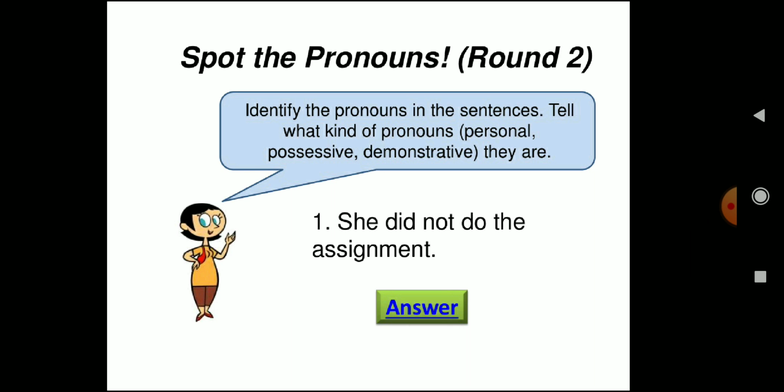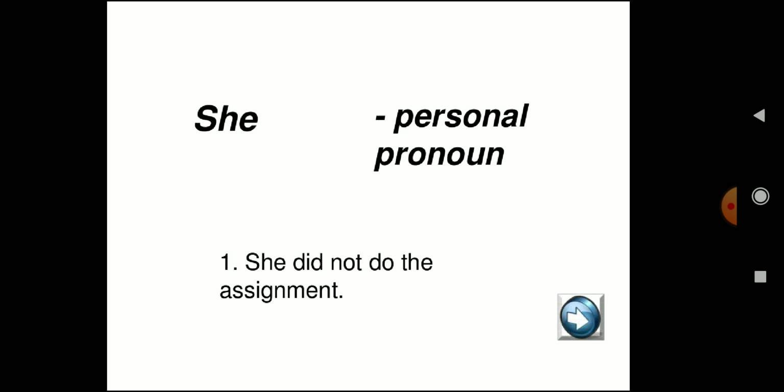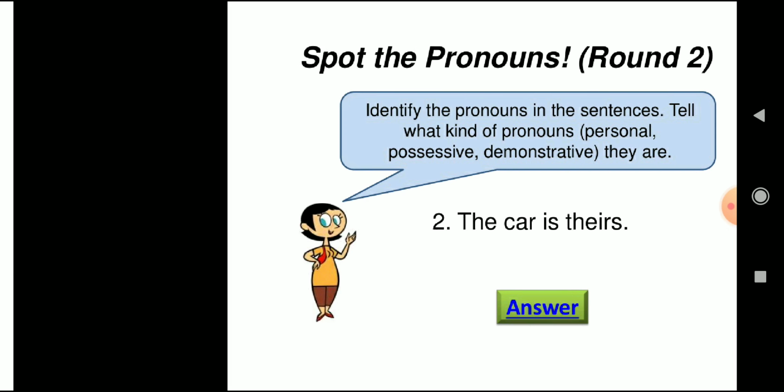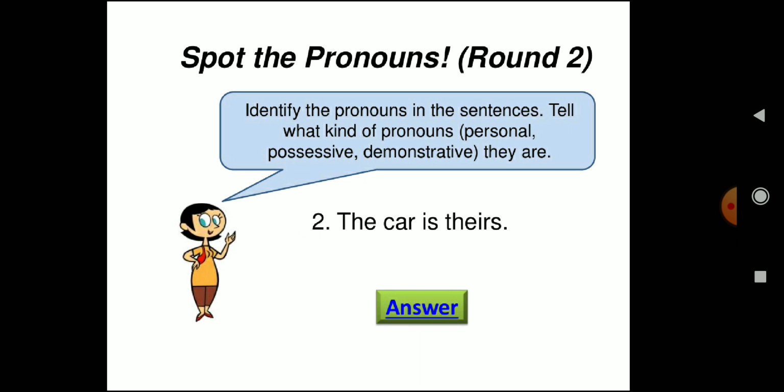Because we have studied only 3 kinds of pronoun: personal, possessive, demonstrative. Okay. So first one is, she did not do the assignment. Quickly tell me. If you are having a notebook, write it over there. She did not do the assignment. So over here, she is a personal pronoun. Correct.